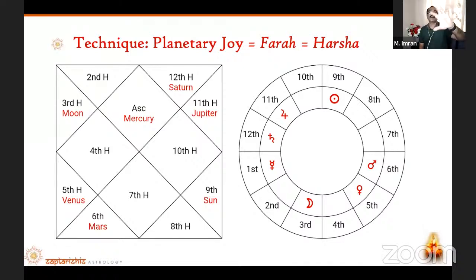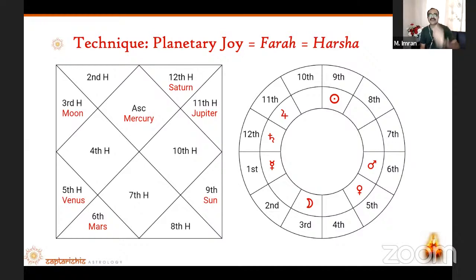Or suppose someone has two or three planets in a house of joy, so that chart, by and large, becomes a unique and special chart. Suppose someone has Moon in the third house and Jupiter in the 11th house, two planets in their own houses of joy, the chart becomes special. And it is rare to find three planets in houses of joy. This will be very rare.